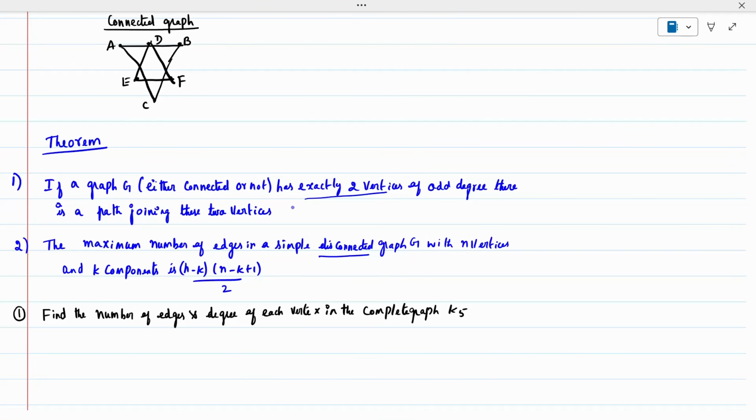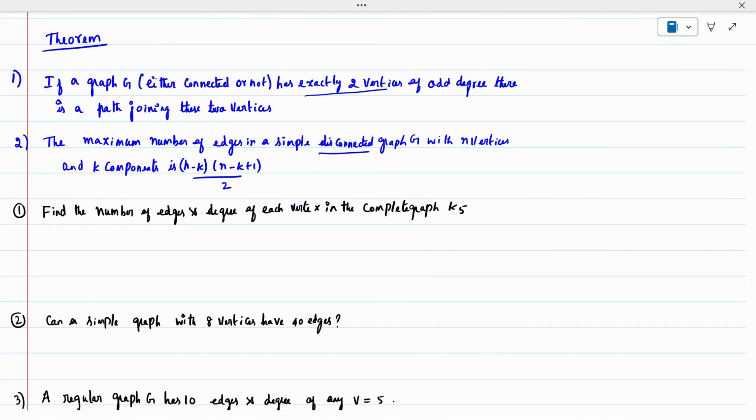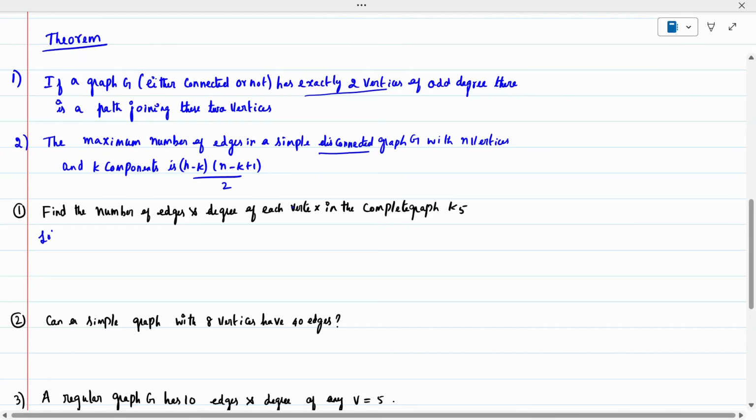The first problem: find the number of edges and the degree of each vertex in a complete graph K5. It is a K5 graph, which means it has 5 vertices. For the number of edges, we have a formula for a complete graph. If you don't remember it, you have to check my previous video.